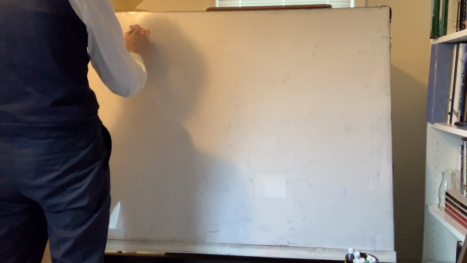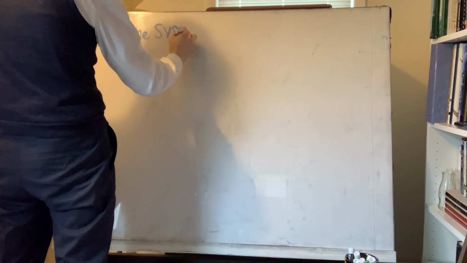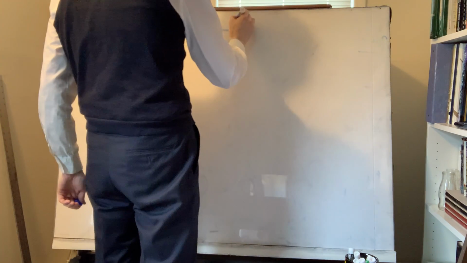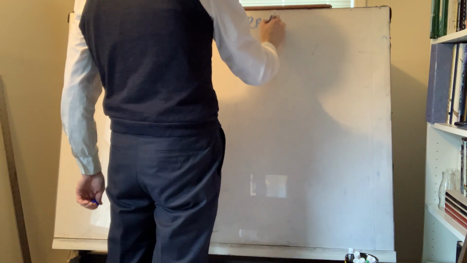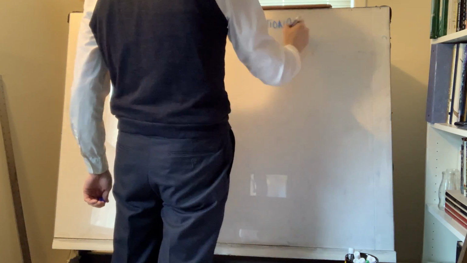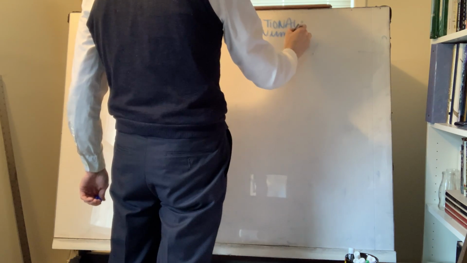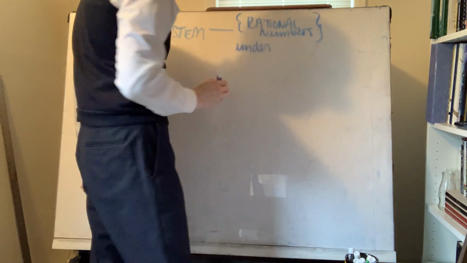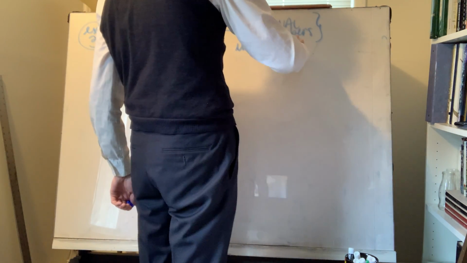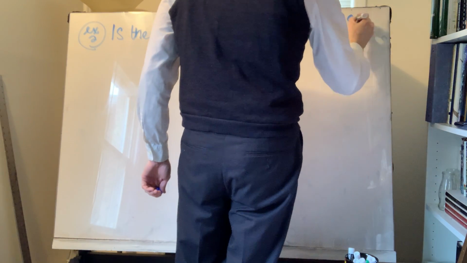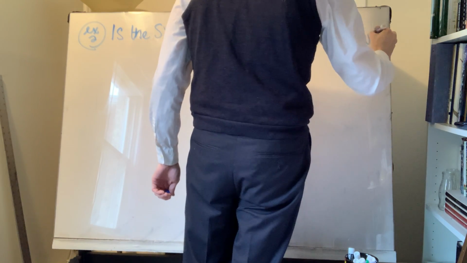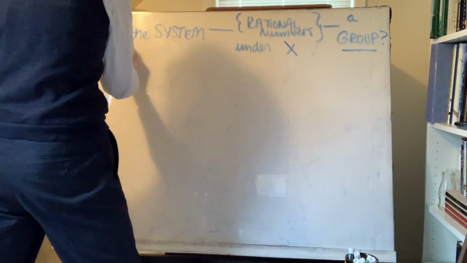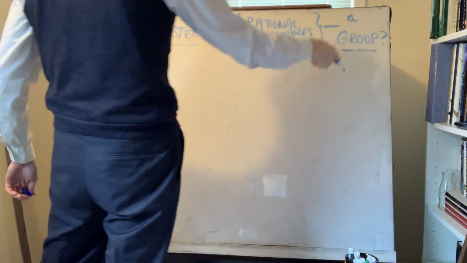is the system, and I'm just trying to emphasize here, the system of the set of rational numbers under the operation of multiplication, a group? Is this particular system a group?